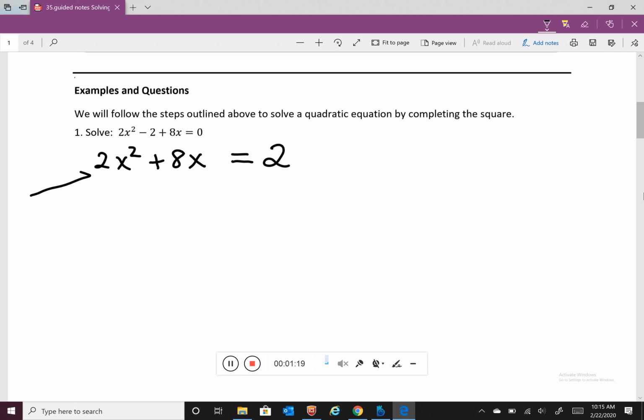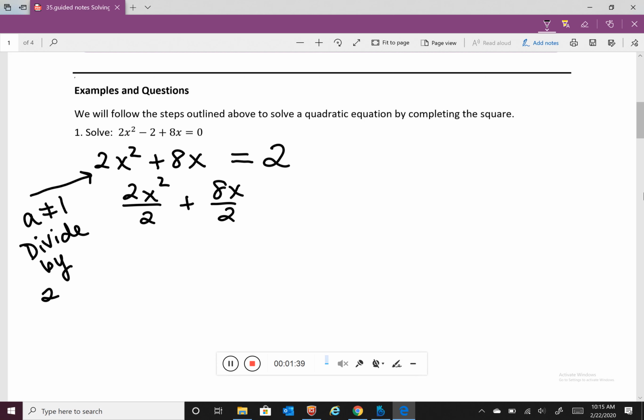Now notice that A is not equal to 1, and so we need to make sure it becomes 1. And so we're going to divide everything by 2. So we have 2 times x squared over 2 plus 8x over 2, and this is equal to 2 over 2. We need to keep this equation balanced and divide everything by 2. Now we're going to simplify this, and then our next step will be to complete the square. So I'm going to leave a space after my 4x right here.